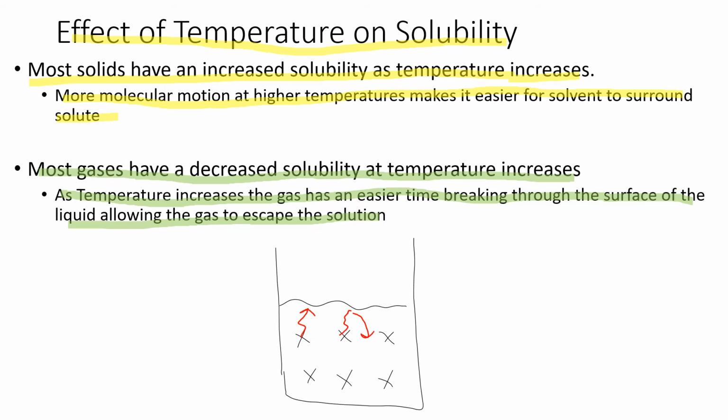But if you have more molecular motion, in this case the gases are going to be moving faster. If that happens, more of them are going to have the power to punch through and break the surface of the liquid. And once they've escaped, they're not coming back in. Your carbonated beverage doesn't spontaneously recarbonate after it goes flat. So the more energy you give this system, the easier time these gas particles are going to have breaking through the surface of the liquid and ultimately escaping.